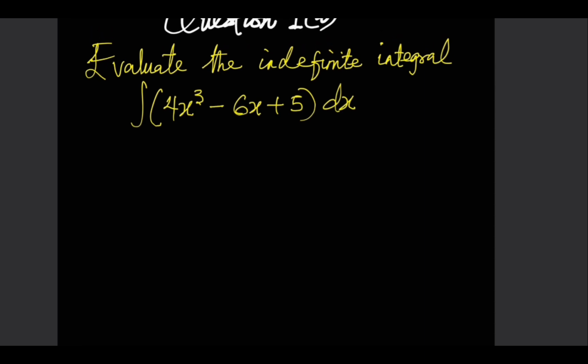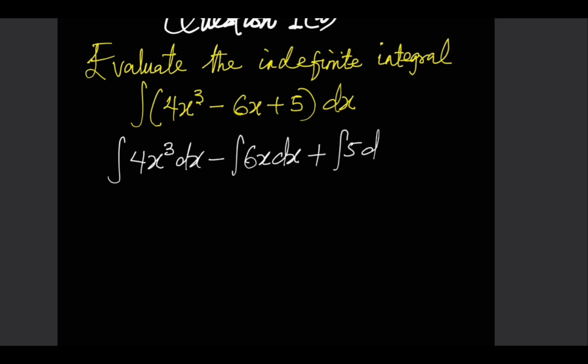Okay, so the question says evaluate the indefinite integral, the integral of 4x cubed minus 6x plus 5 with respect to x. So we can integrate each term separately. That means we will take the integral of 4x cubed, that's the first term, with respect to x, minus the integral of 6x with respect to x, plus the integral of 5 with respect to x. That's what I meant by integrating each term separately.